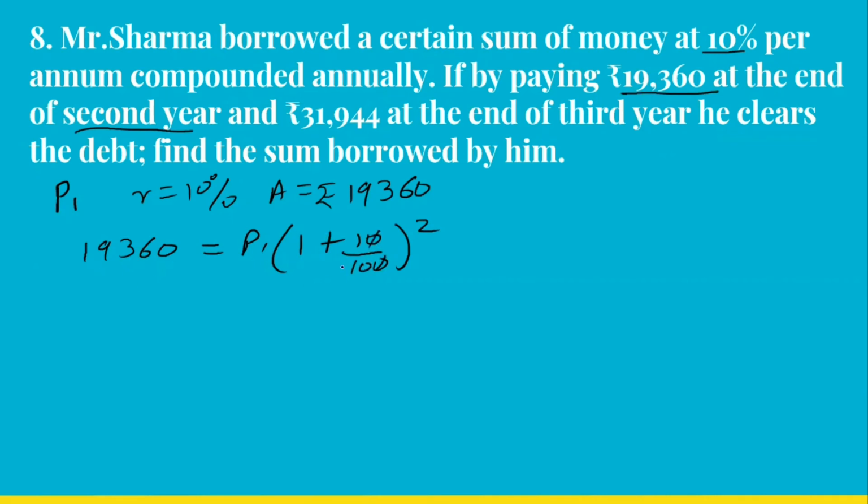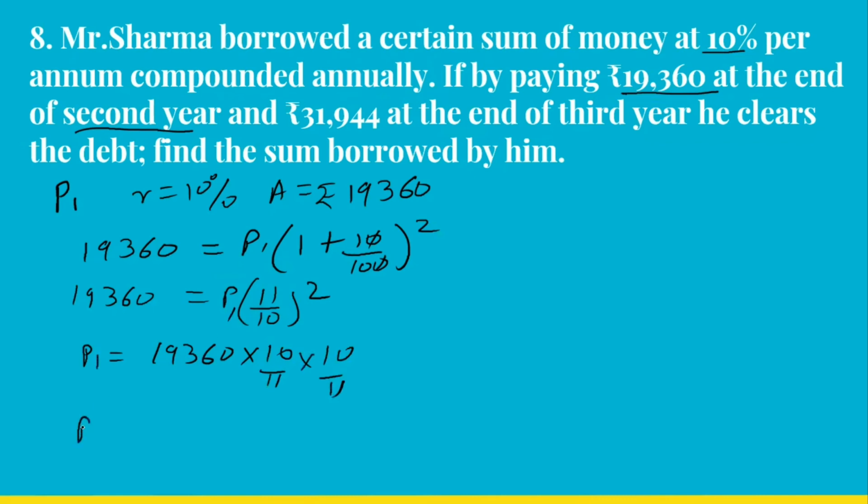So this is 10 plus 1, 11 upon 10. So you get 19,360 is equal to P1 into 11 upon 10 square. So 11 upon 10 moves here and becomes inverse. So it is going to be 19,360 into 10 upon 11 into 10 upon 11. This is P1, which we are calculating. When you simplify this, you get P1 as rupees 16,000. So this is the first principal.